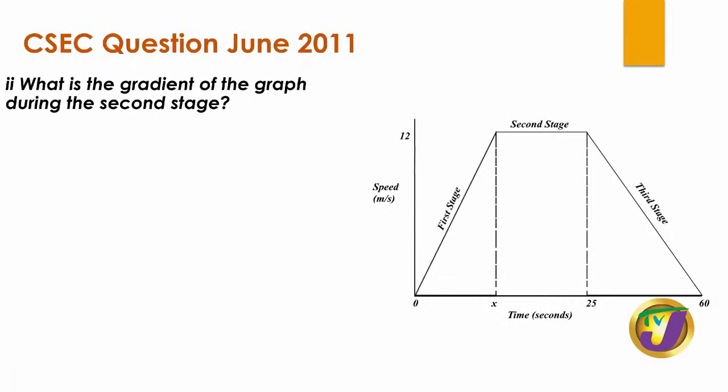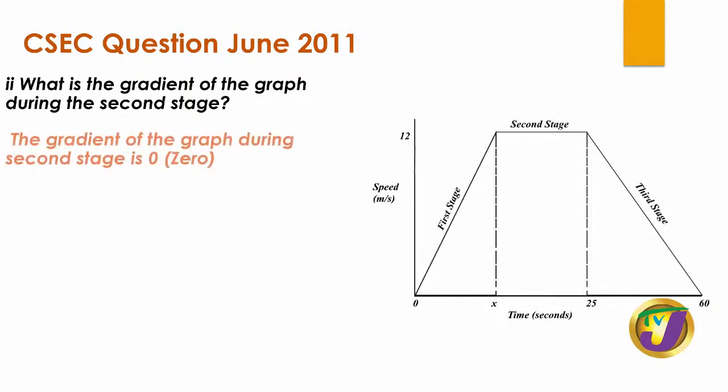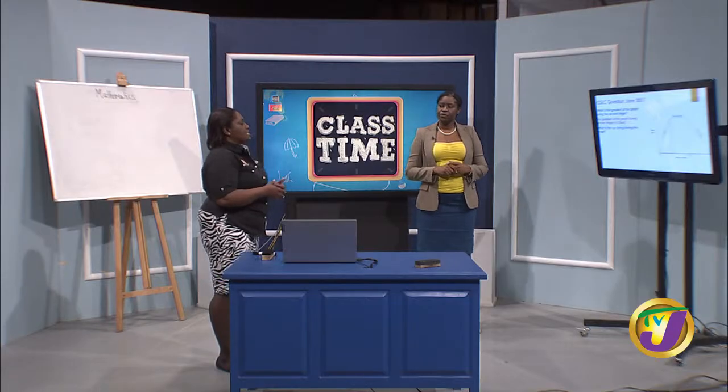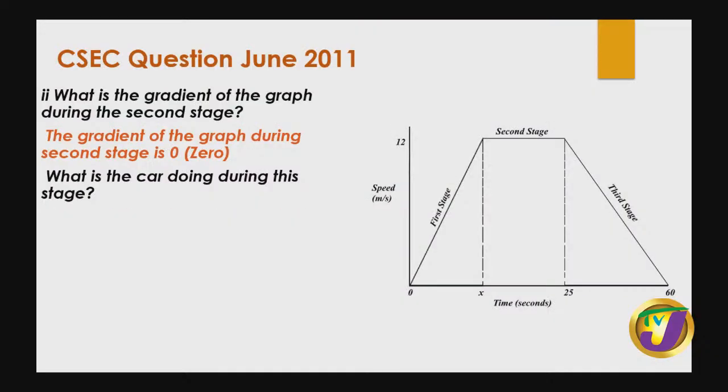Continuing, now we're at the second stage of the journey. What is the gradient of the graph during the second stage? We know that when the line is horizontal or vertical, geometry is taking part in this lesson. When the line is horizontal, then we consider the gradient to be zero. So the gradient of the graph during the second stage is 0.